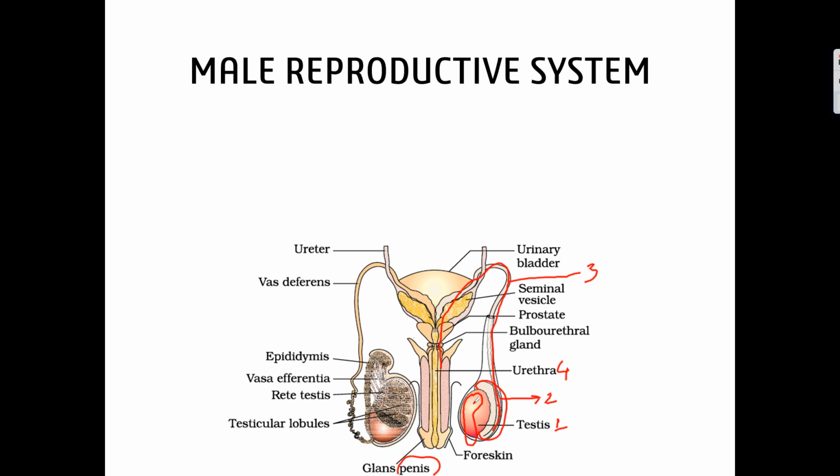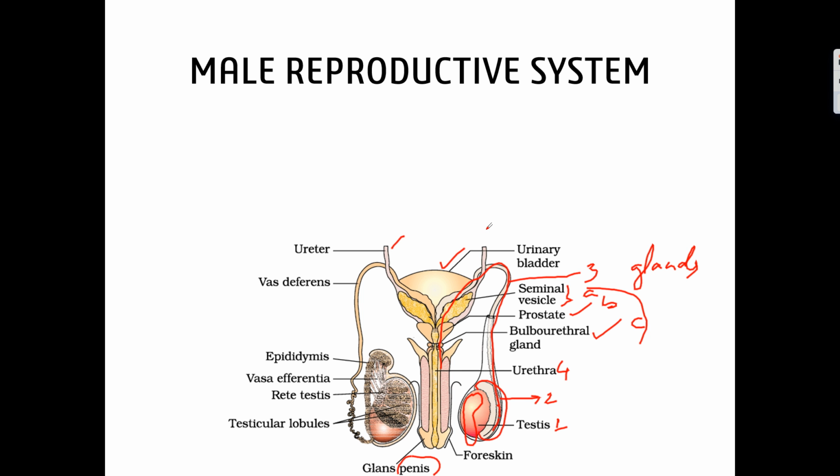Apart from this, the male reproductive system has three glands: seminal vesicle, prostate gland, and bulbourethral gland. These are the three glands present in the male reproductive system of humans. Along with its role in reproduction, the male reproductive system also plays a role in excretion. That is the reason we see the ureter as well as the urinary bladder over here.